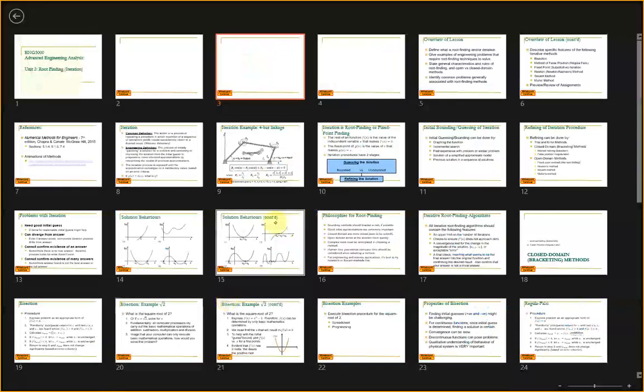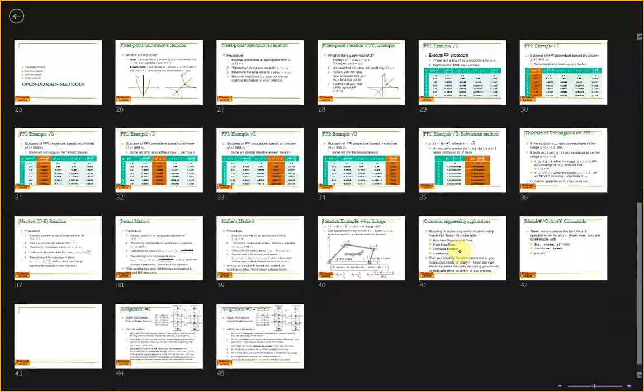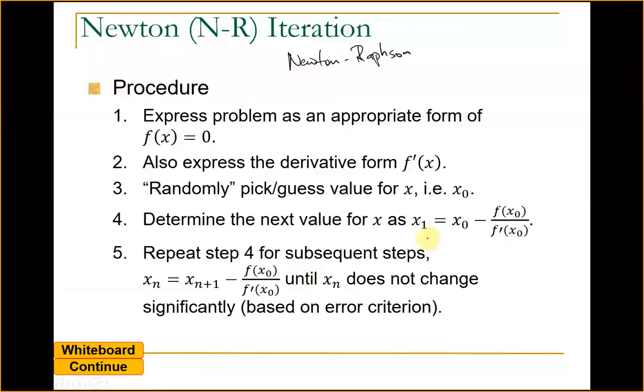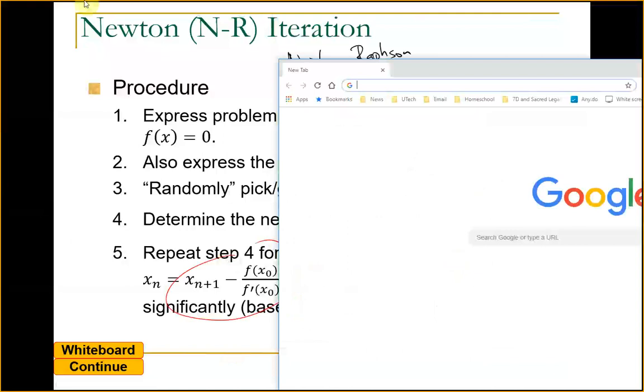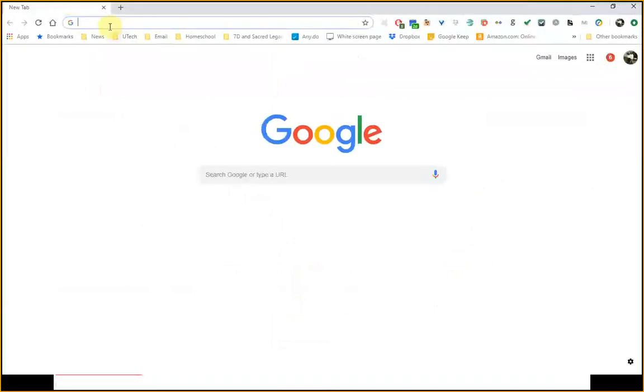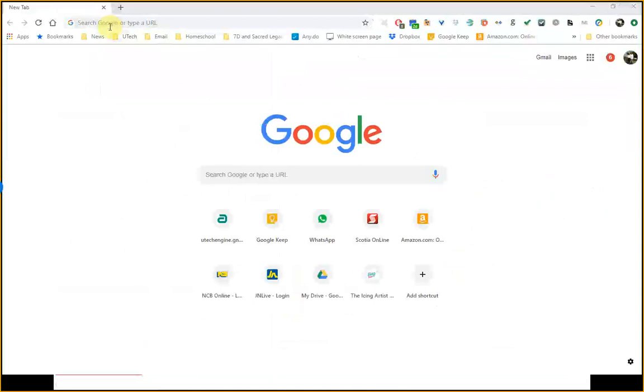So let's go back to where we are. Fixed point. So that's Newton. So here this is the same expression that I just showed you. Right? And here it is for any other step. And we just do the same thing until it converges. No different. Now let us go back to the website that we used before. And let's go through it again.